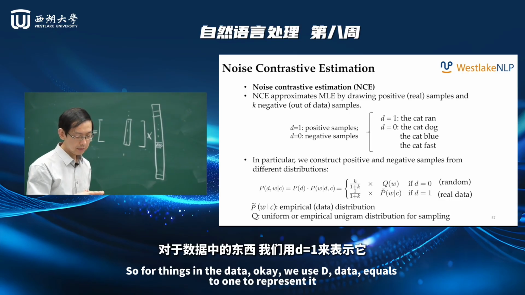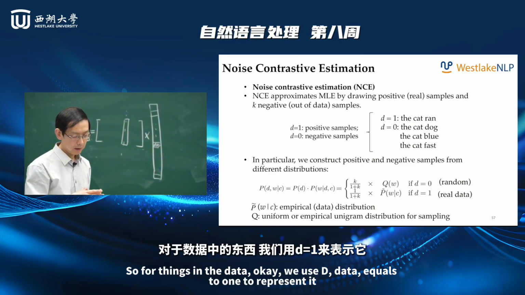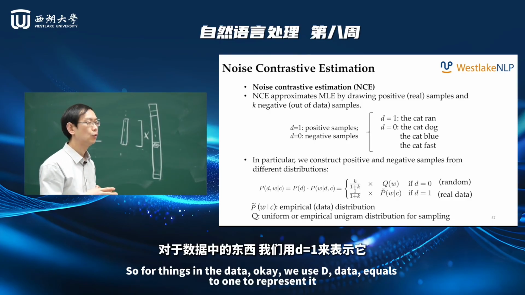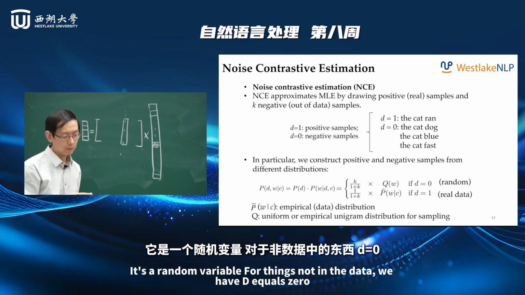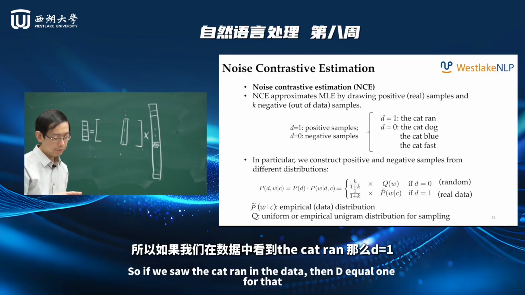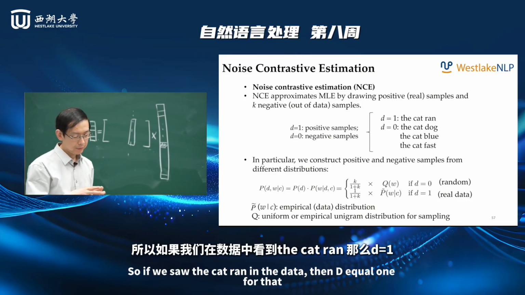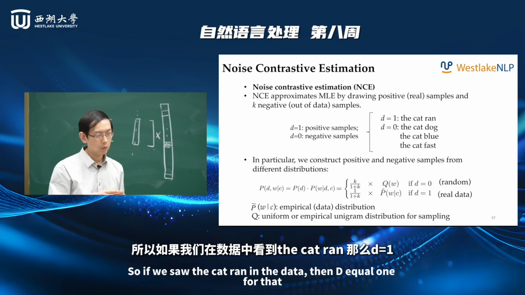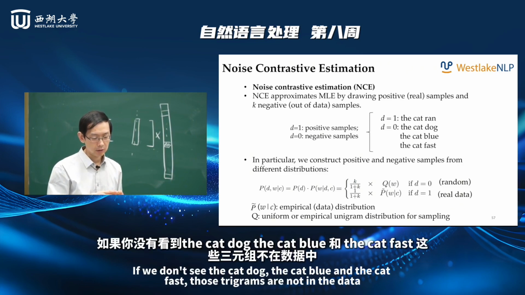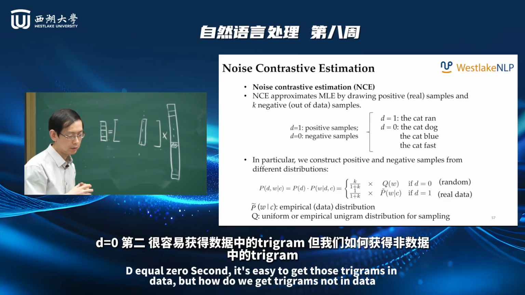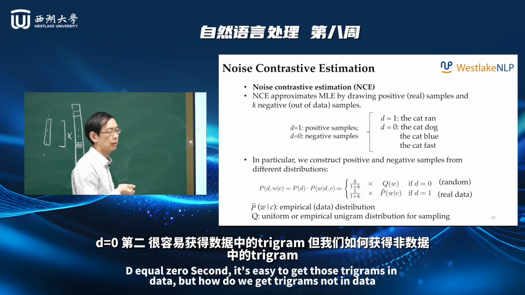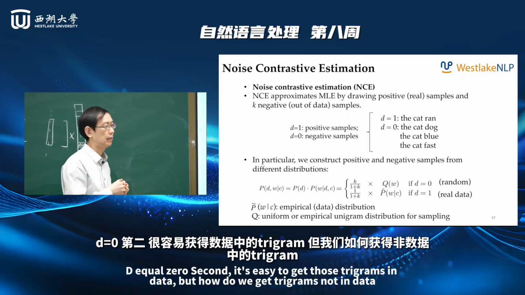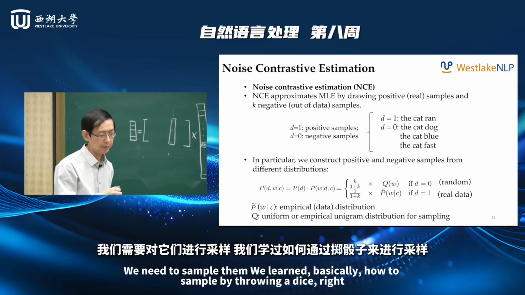So for things in the data, we use D, data, equals 1 to represent it. It's a random variable. For things not in the data, we have D equals 0. So if we saw the cat ran in the data, then D equals 1 for that. If we don't see the cat dog, the cat blue, and the cat fast, those trigrams are not in the data, D equals 0. Second, it's easy to get those trigrams in data, but how do we get trigrams not in data? We need to sample them.